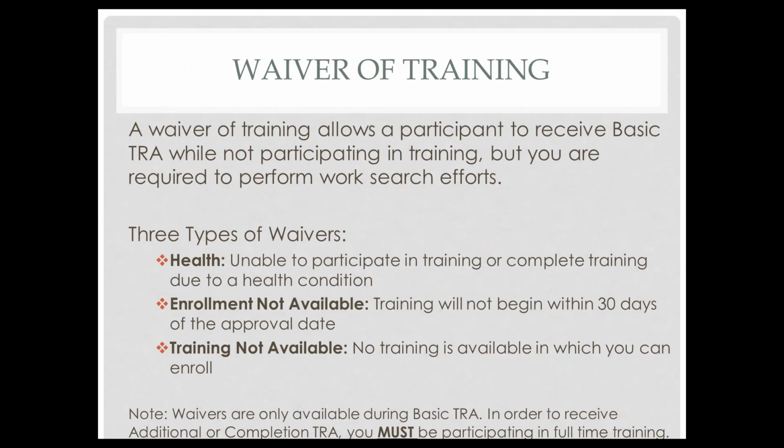Waiver of training. A waiver of training allows a participant to receive basic TRA while not participating in training, but you are required to perform work search efforts. There are 3 types of waivers. Health: you're unable to participate in training or complete training due to a health condition. Enrollment not available: your approved training will not begin within 30 days of the approval date of training. And training not available: this is if there is no training available in which you can enroll.